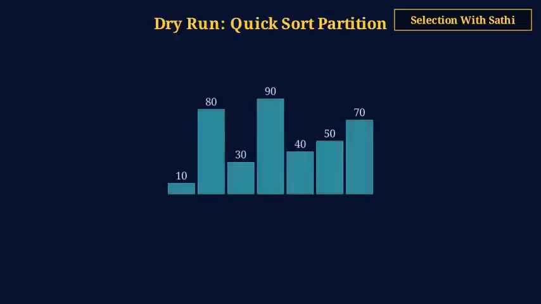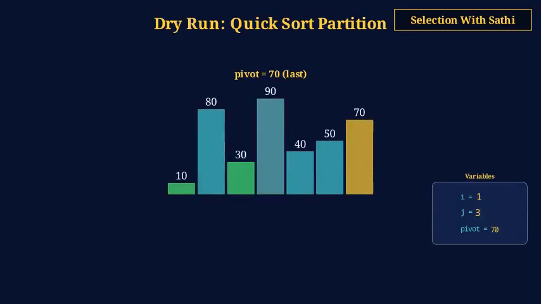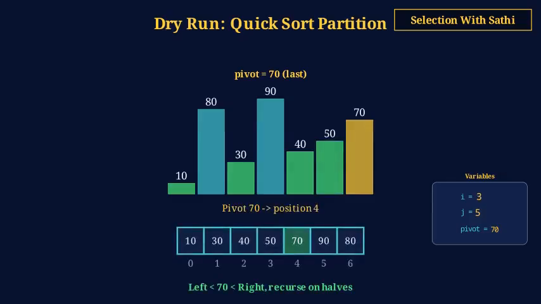Now let us trace quicksort partition on array 10, 80, 30, 90, 40, 50, 70. Pivot is 70, the last element. I starts at -1. J equals 0, 10 is less than or equal to 70. Increment I to 0. Swap a[0] with a[0]. No change. J equals 1, 80 is greater than 70. Skip.